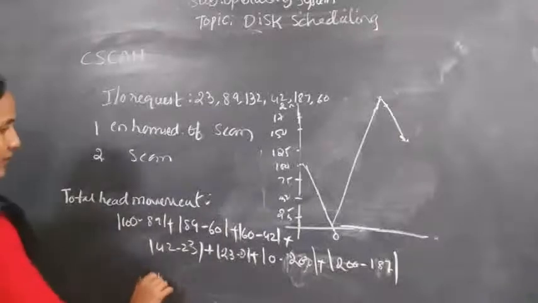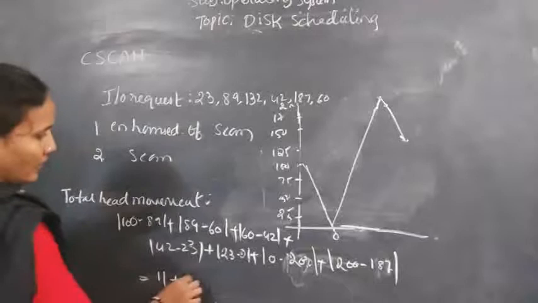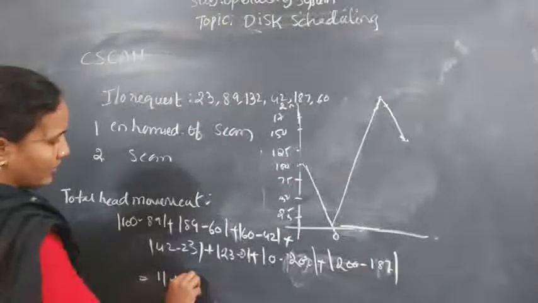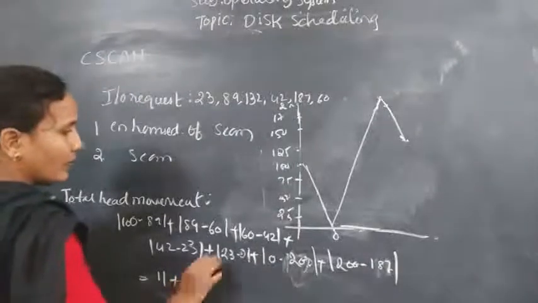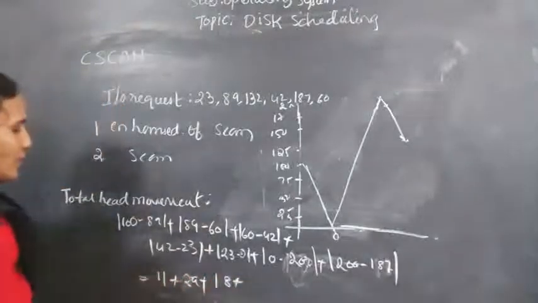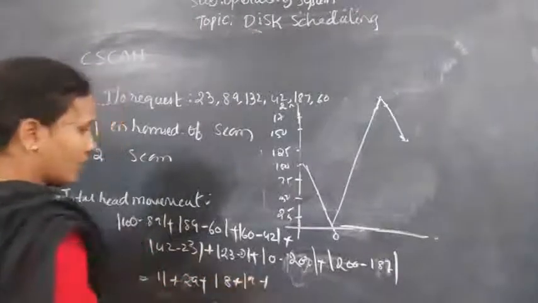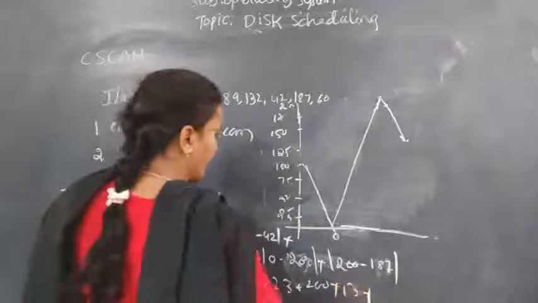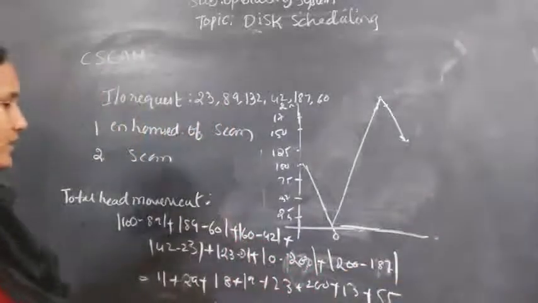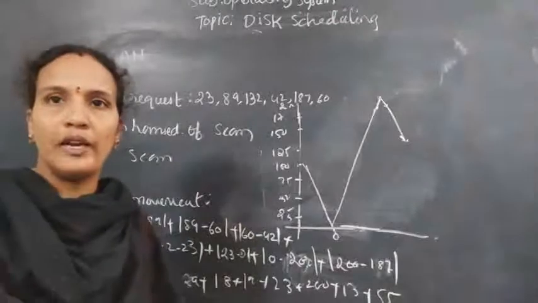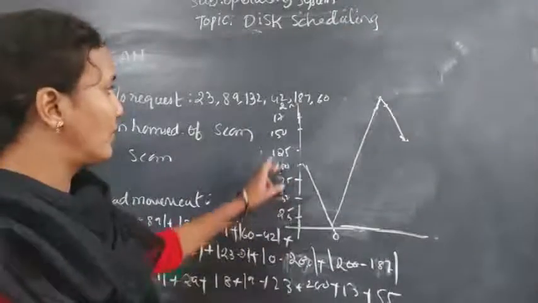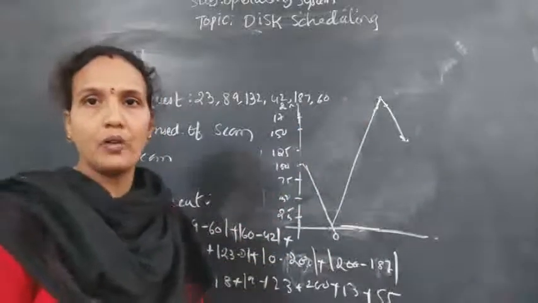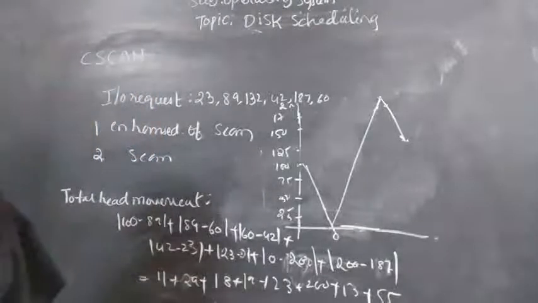100 minus 89 means 11, plus 29, plus 18, 42 minus 23 is 19, 23 plus 200, here 132 to 150. Like that you calculate the total head movement. Only one point is there: from one point it will move to the initial, again initial to the other point. Okay, so this is about C-scan scheduling.